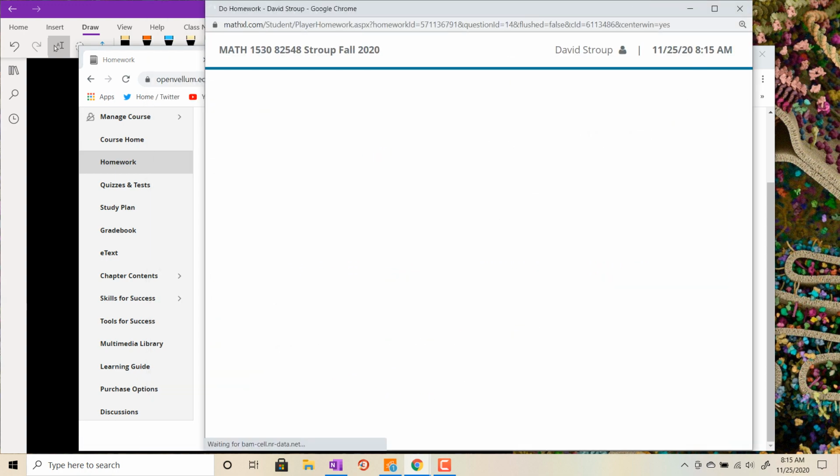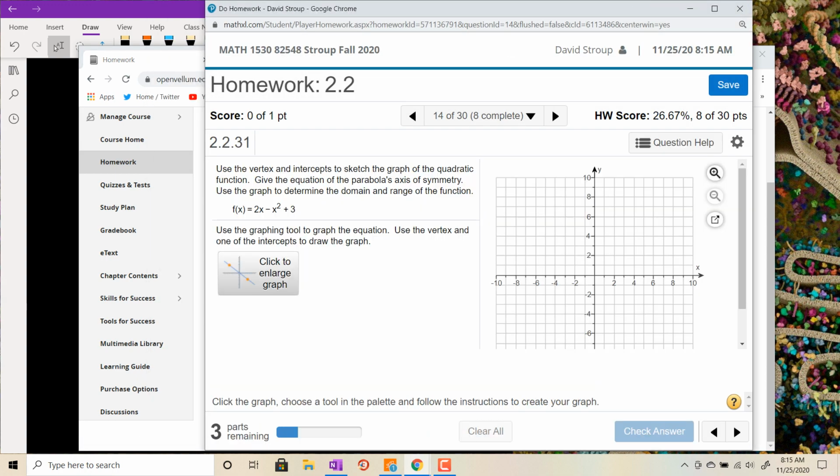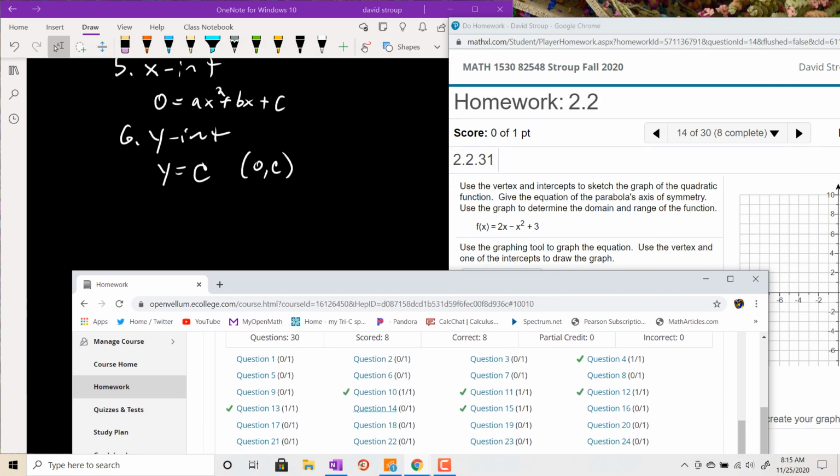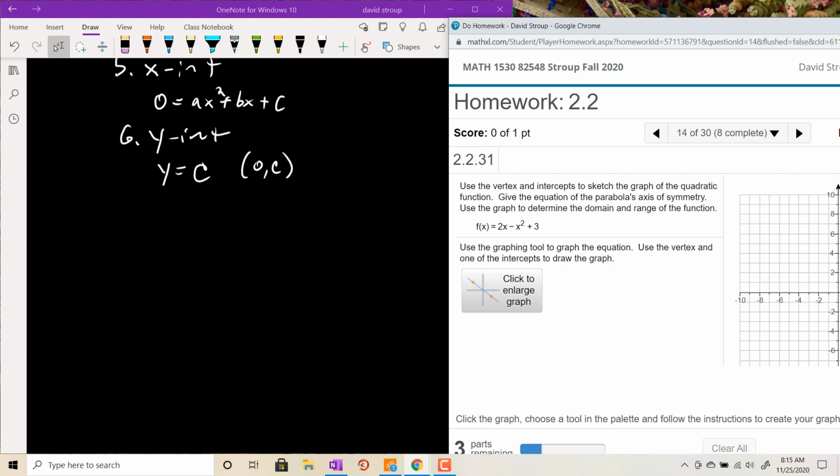Take a look at problems 27 to 37. Yeah. Okay, so in this problem, they want us to use the vertex and intercepts to graph the quadratic, give the equation of the axis of symmetry, use the graph to determine the domain and range, and all that jazz. Pretty much just everything I went through.